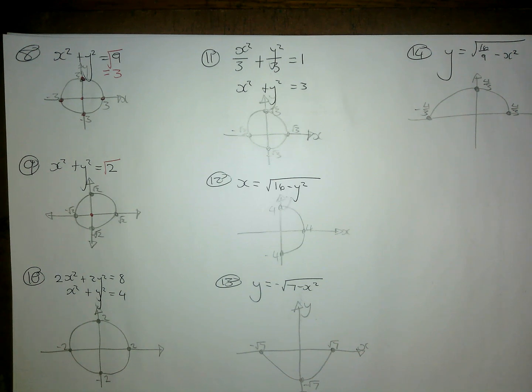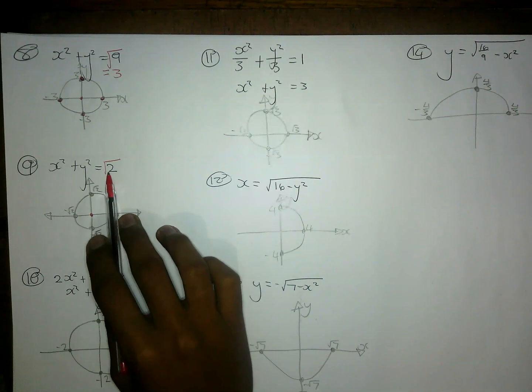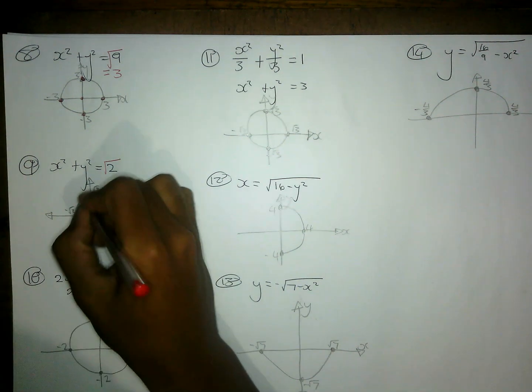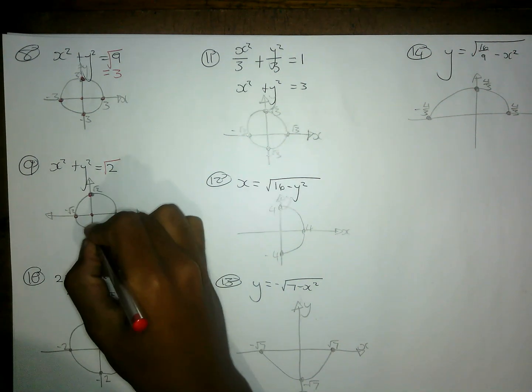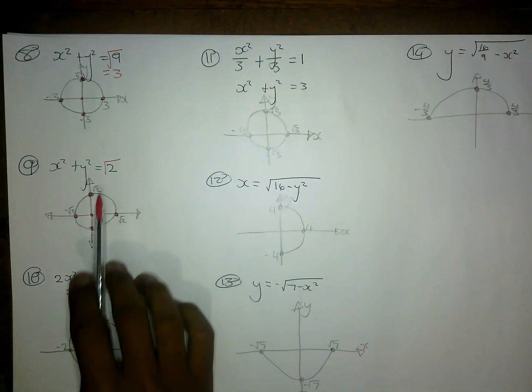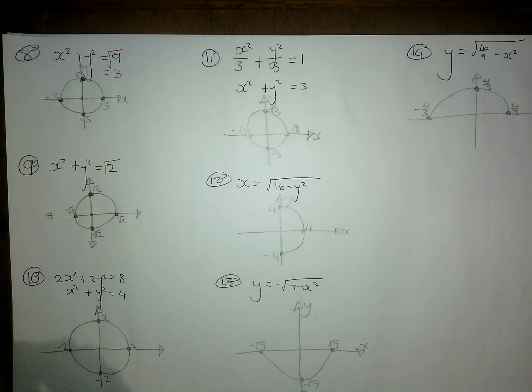So where was I now? Yeah, number 9. So square root 2 cannot simplify anymore, so our radius will be square root 2. We plot square root 2 all the way around: negative square root 2, positive square root 2. Then we draw a nice circle. That's a neat one.